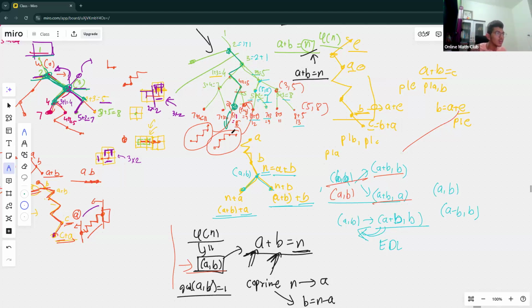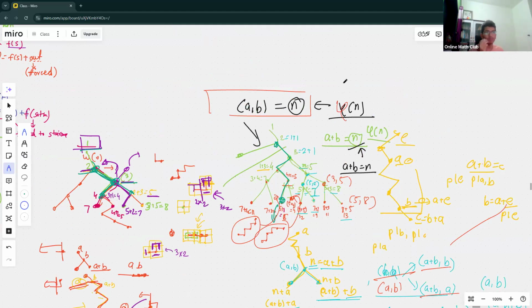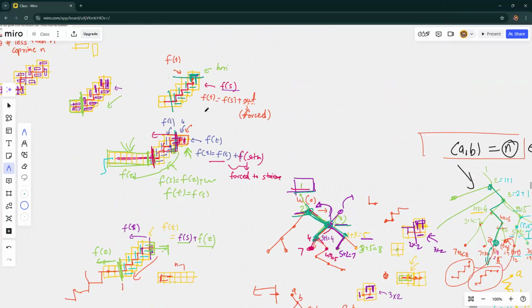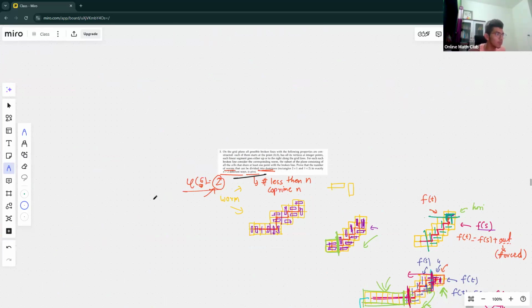Anyway, the notation phi of n denotes the number of numbers less than n that are co-prime to n. Suppose phi of 10. How many numbers are co-prime to 10 actually? There are actually 4. Wait, I'm mistaken, it's 4.